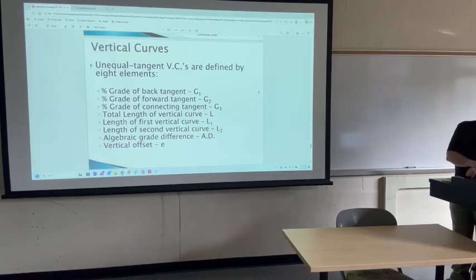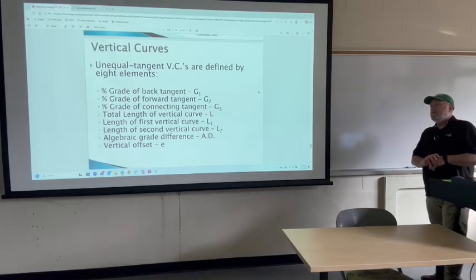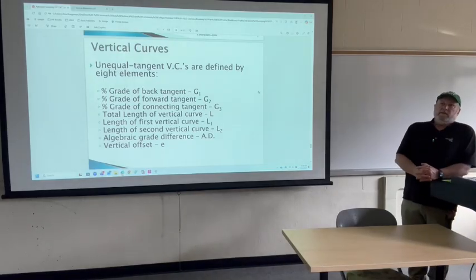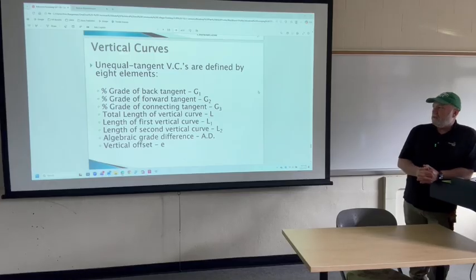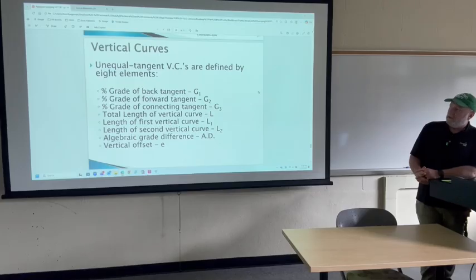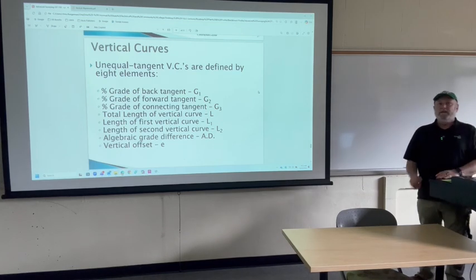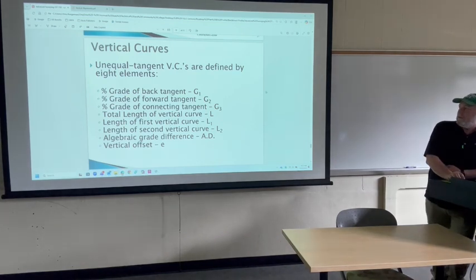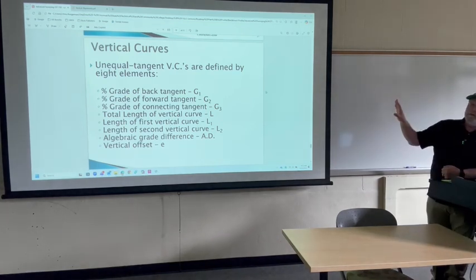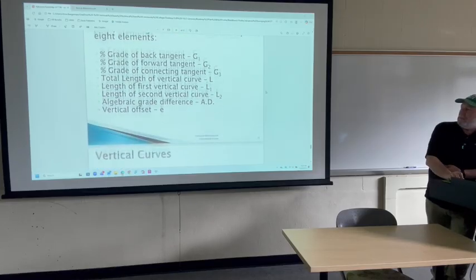In all honesty, from my personal experience of looking at highway plans and countless subdivision plans, roadways, plan and profiles, I would say very close to 100% of vertical curves I've ever seen on plans were all equal tangents. You probably won't ever come across an unequal. Not saying you won't, but I would say the probability is low. So we're going to just introduce this and keep moving.